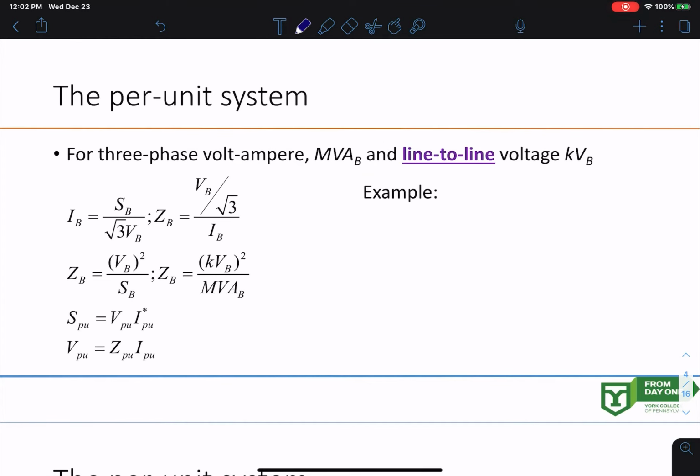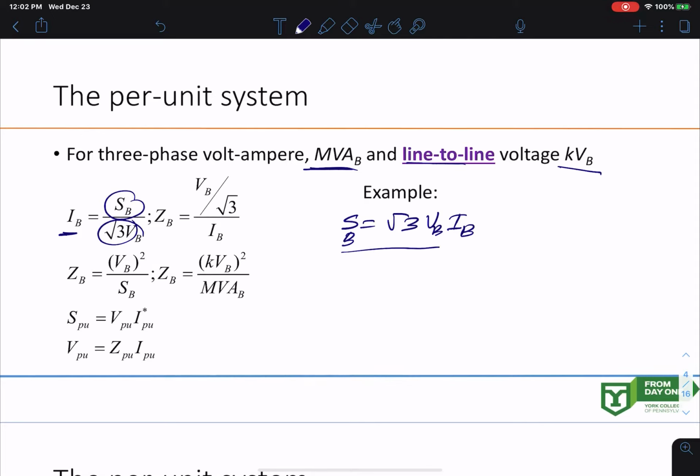All right, so let's say three-phase power in volt-amperes, MVA, megavolt-amperes, and line-to-line voltage in kilovolts. As you know, S, if you know the line-to-line voltage and the line current, let's see, SB here, IB, right? Then your IB would be this way. If you manipulate this equation, it would be like this one here.